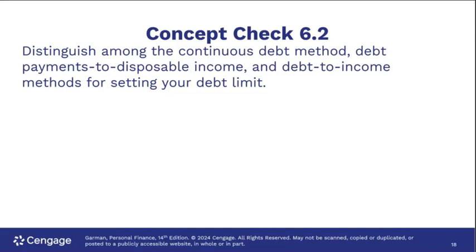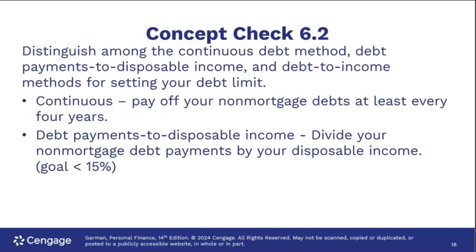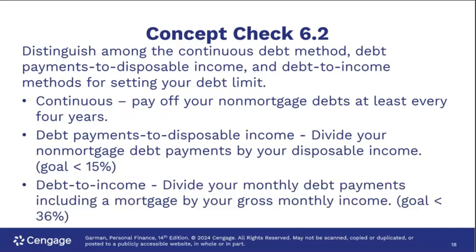So next we have concept check 6.2: distinguish among continuous, debt payments to disposable income, and debt to income methods for setting your debt limit. Continuous, pay off your non-mortgage debts at least every 4 years. Debt payments to disposable income, divide your non-mortgage debt payments by your disposable income. Goal is less than 15%. Debt to income, divide your debt payments, including your mortgage, by your gross monthly income. A goal of 36% or less is desirable.